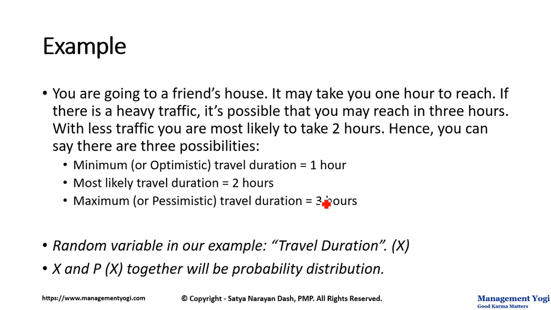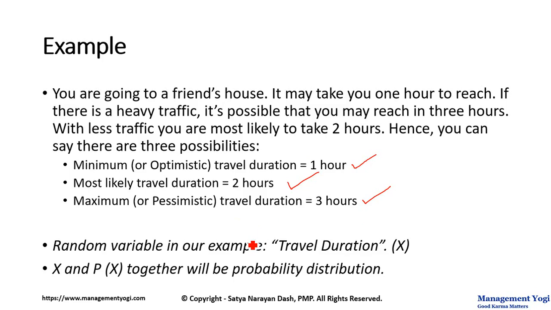Minimum or optimistic travel duration is 1 hour. Most likely travel duration, 2 hours. Maximum or pessimistic travel duration, 3 hours. Now, you will be thinking, what is the random variable here? Because if you remember, probability is the chance or likelihood of a random variable occurring. Distribution is telling you what are the possible values this random variable can take and how frequently these values occur. On the other hand, the probability distribution is talking about the probabilities of the values of the random variable.